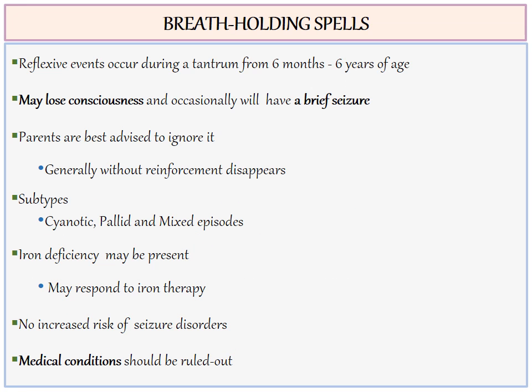What are breath-holding spells? Reflexive events that occur during a tantrum from 6 months to 6 years of age. The child may lose consciousness and occasionally will have a brief seizure. Parents are best advised to ignore it. Generally, without reinforcement, it disappears. Subtypes: cyanotic, pallid, and mixed episodes. Iron deficiency may be present and may respond to iron therapy. There is no increased risk of seizure disorders. Medical conditions should be ruled out.